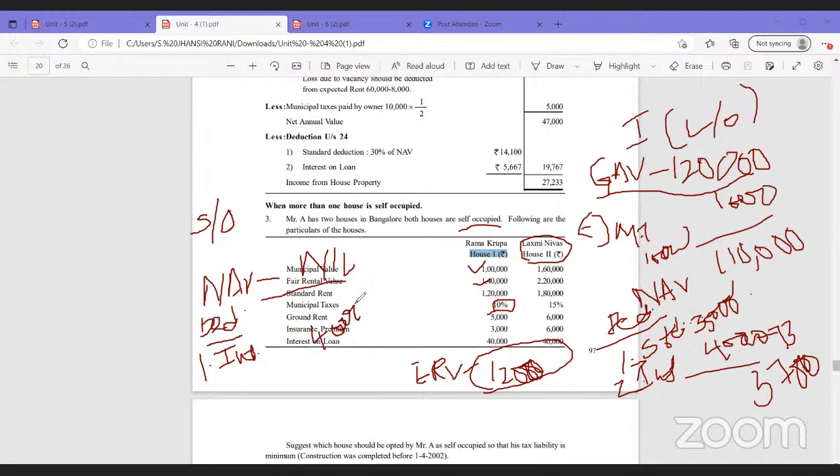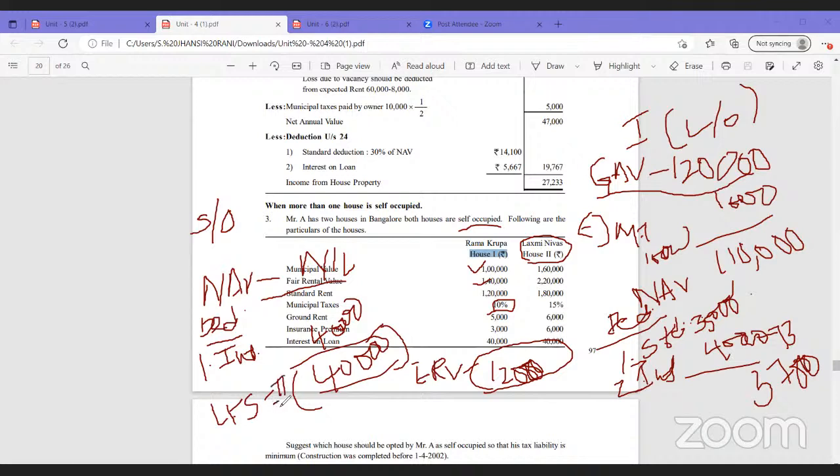So here what will be our total? 40,000. And is it income to us? No, it is a loss. It is loss from self-occupied house. Why? Because there is no income. It's only deduction. Deduction means minus figure. It is a loss to us. So it is nothing but loss from self-occupied house 2.